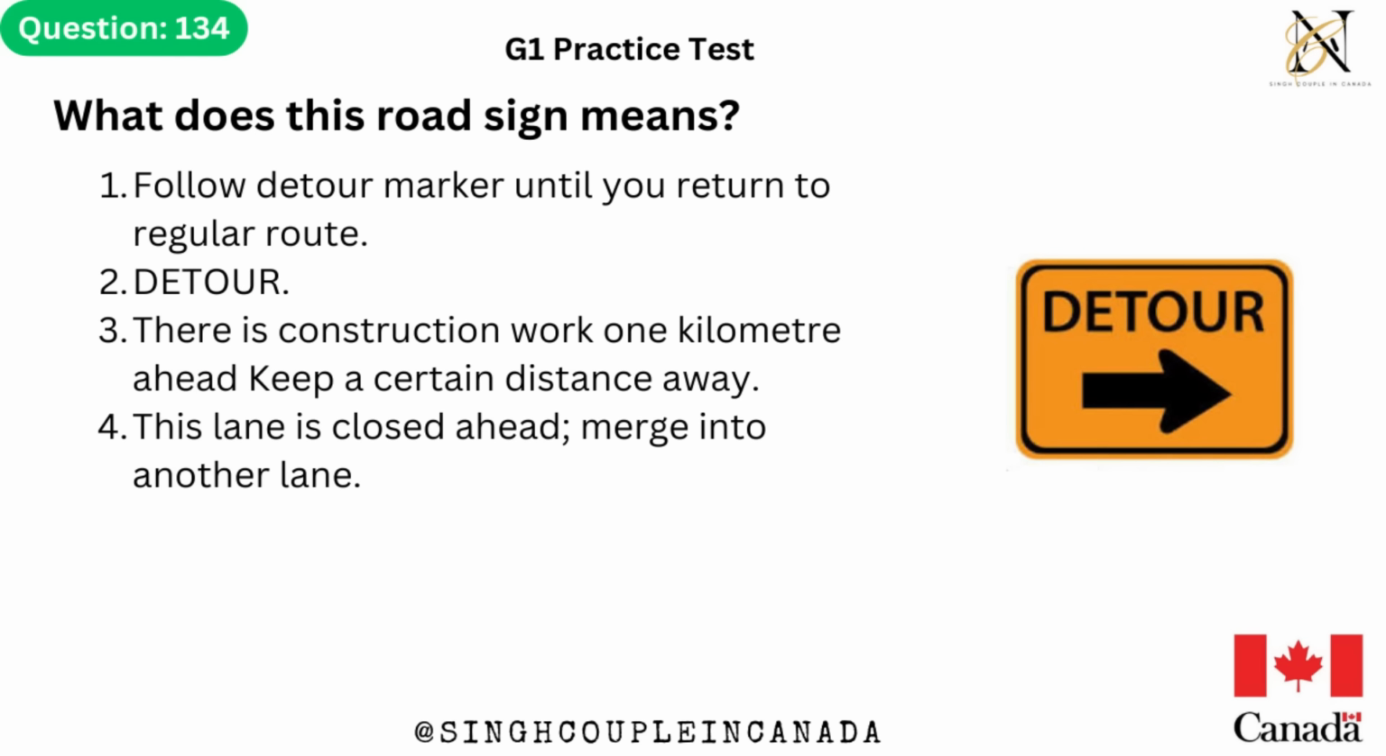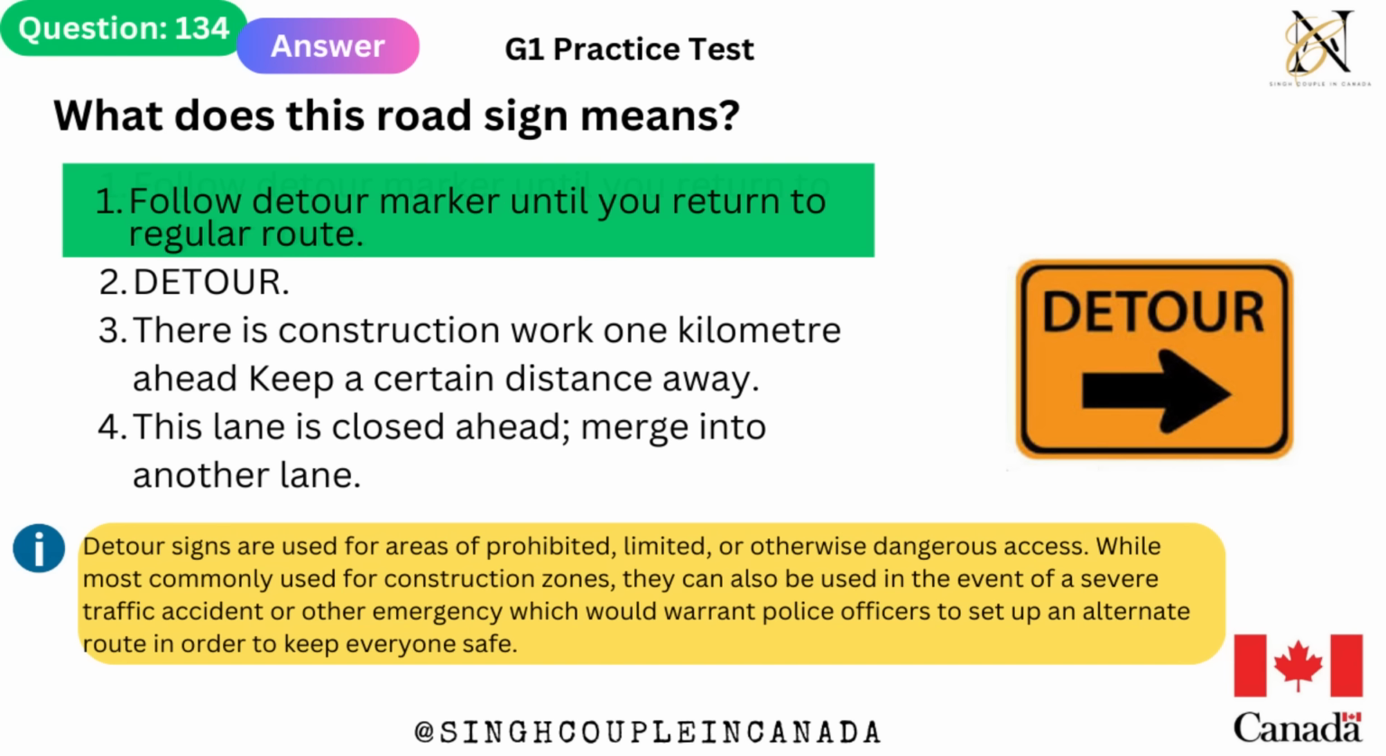What does this road sign mean? 1. Follow detour marker until you return to regular route. 2. Detour. 3. There is construction work 1 kilometer ahead, keep a certain distance away. 4. This lane is closed ahead, merge into another lane. The answer is 1. Follow detour marker until you return to regular route. Detour signs are used for areas of prohibited, limited, or otherwise dangerous access. While most commonly used for construction zones, they can also be used in the event of a severe traffic accident or other emergency which would warrant police officers to set up an alternate route in order to keep everyone safe.